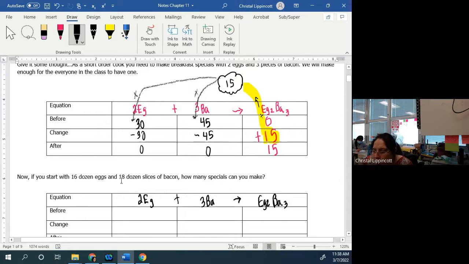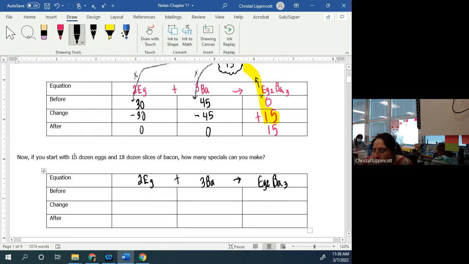Okay. This time they're telling us that we're starting out with 16 dozen eggs. I've got to figure out what 16 times 12 is. 16 times 12, that is 192. And then 3 times 12 is 30. No, 18 times 12. I'm sorry. 18 times 12. I was like, what? It doesn't look right. Okay. 18 times 12 is 216.